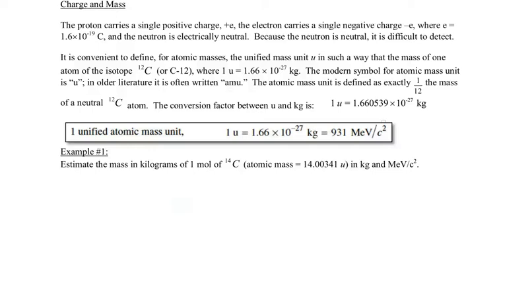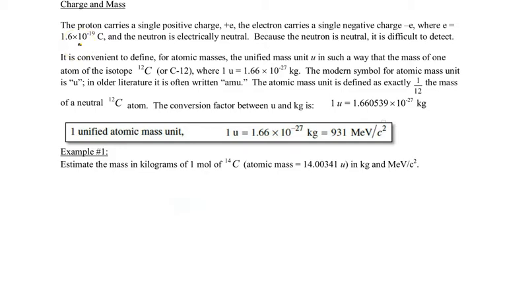Charge and mass. If you recall, protons carry a single positive charge, which we represent as positive e. And the electron carries the same amount of charge, but is negative e. Both of them have the same magnitude of charge, 1.6 times 10 to the power of negative 19 coulombs. And the neutron is uncharged. It's electrically neutral.